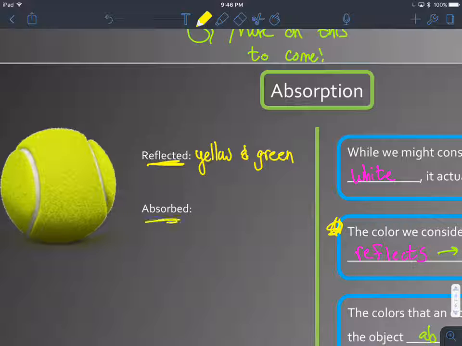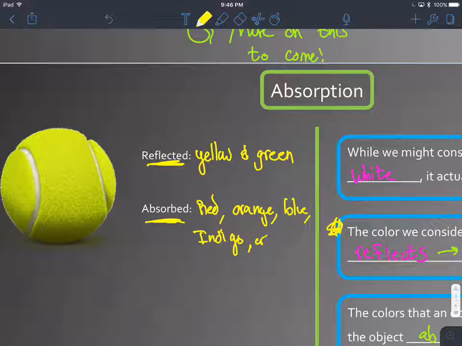Now, the color of light that's absorbed is going to be red. I don't see any of that. I don't see any orange. I don't see any blue. And I sure don't see any indigo or violet. So the colors reflected are the colors we see. The colors absorbed are everything else.